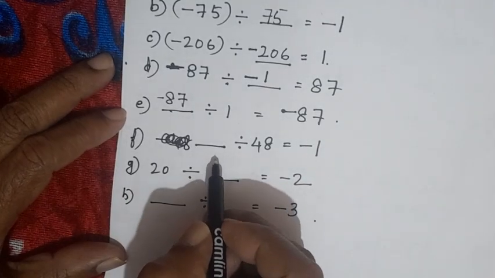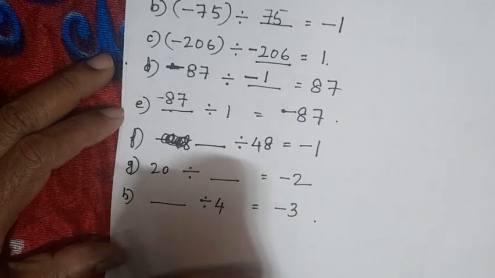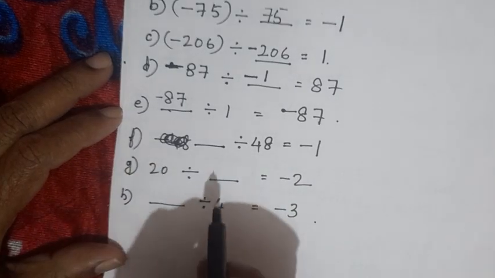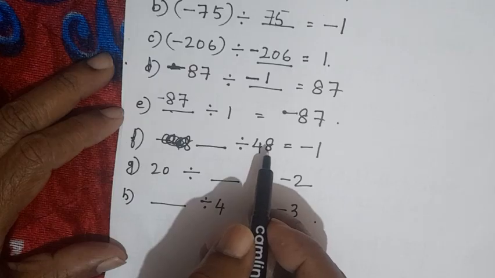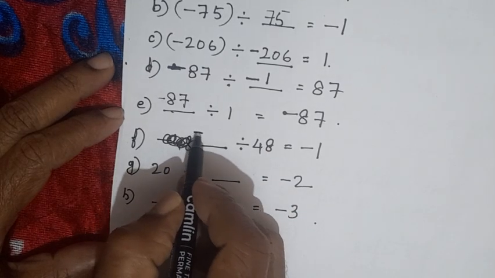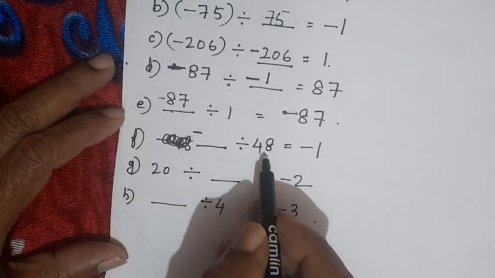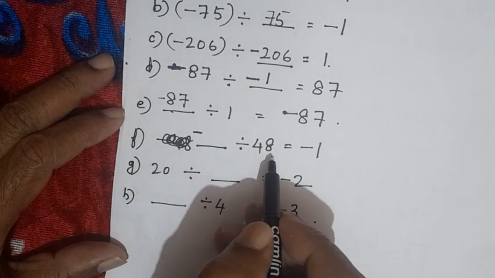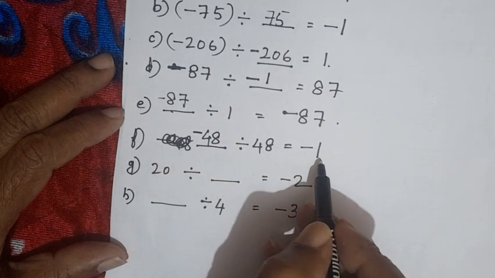Then the next question is dash divided by 48 is equal to minus 1. So here one of the numbers should be negative. So the answer should be a negative integer. Negative 48 is divided by 48. When 48 divides by 48, the answer you will get is 1.